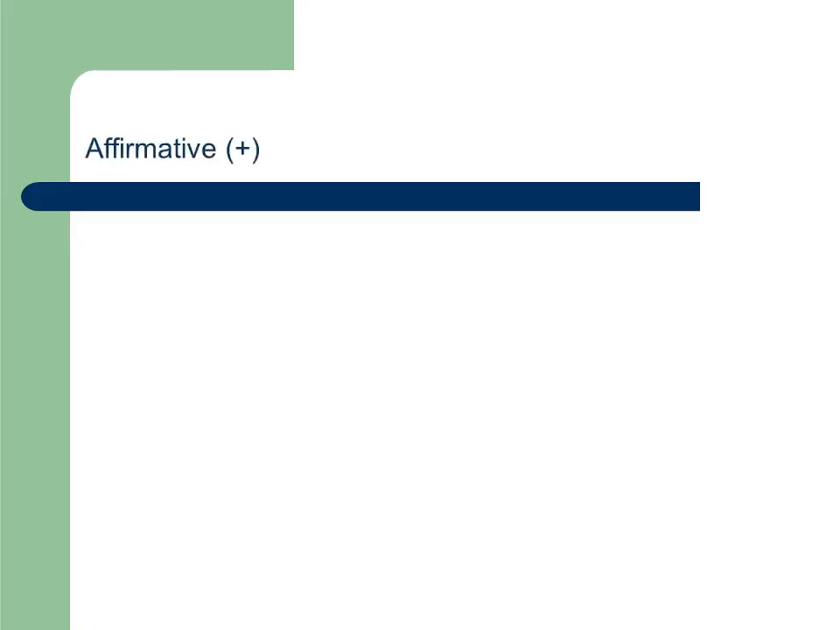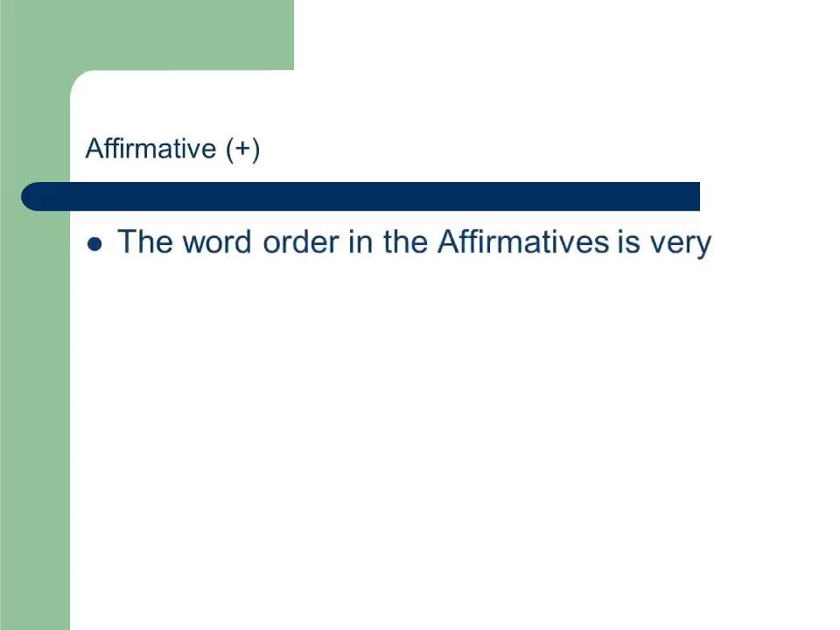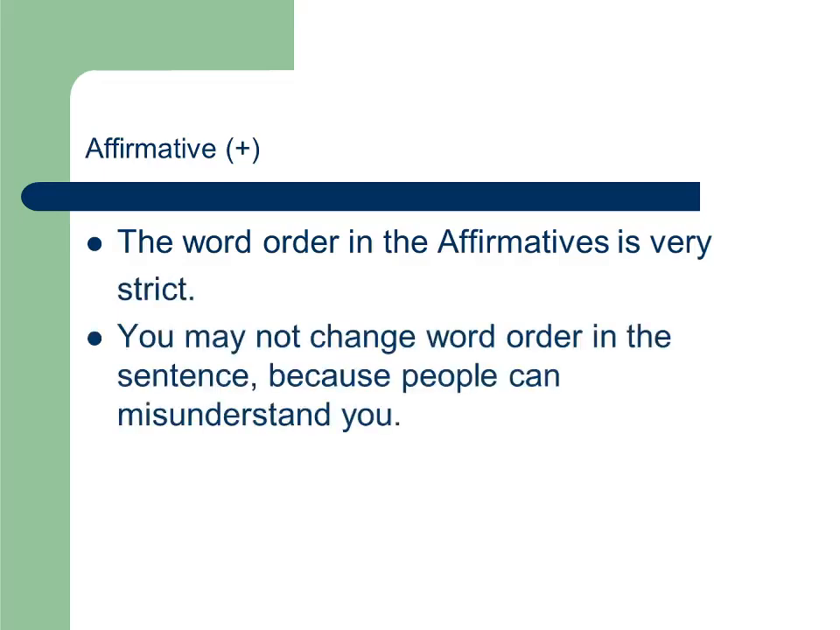Affirmative. An affirmative sentence is also known as a positive sentence. Here, the word order in the affirmatives is very strict. Why is it? Because if you change the order of the words, sometimes your wordings or your talkings may be misunderstood by the people.